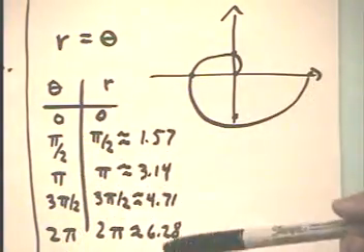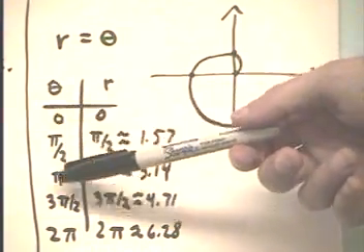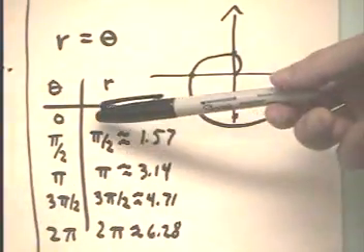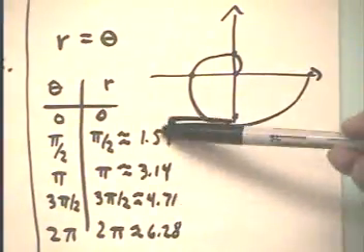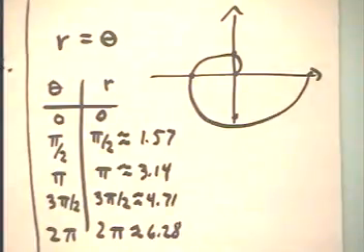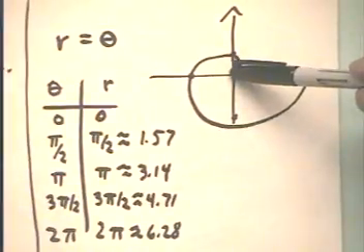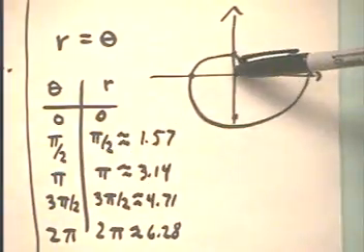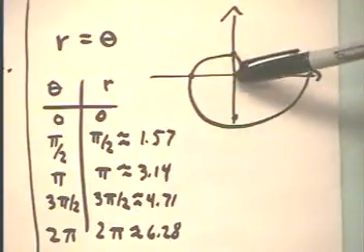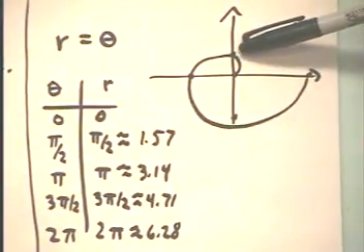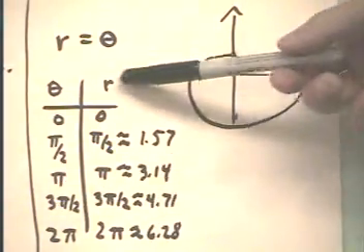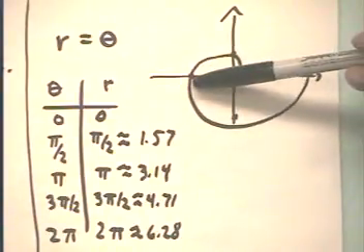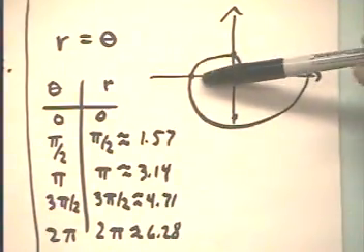Okay, r equals theta gives us this table. If we let theta be 0, pi over 2, pi, 3 pi over 2, and 2 pi, we get r values that are equal to the theta values, and then we can approximate those r values: 1.57, 3.14, 4.71, 6.28. If we plot those points, well, 0, 0 is going to be the pole. Pi over 2, 1.57, well, that means the angle pi over 2 is along the positive y-axis, and that point's going to lie here.